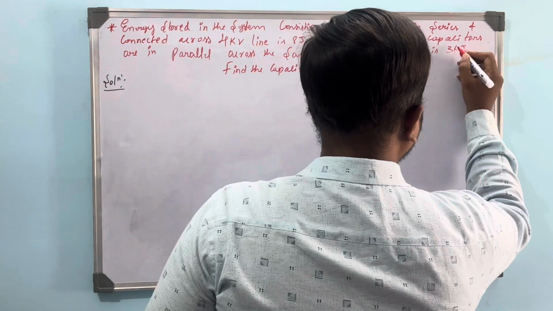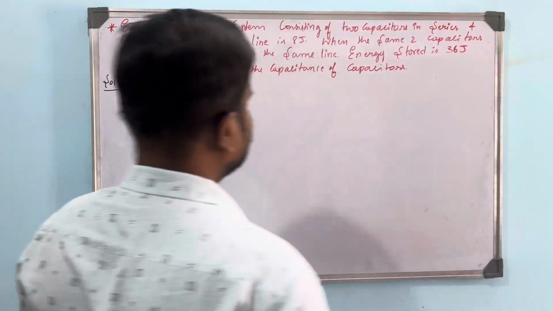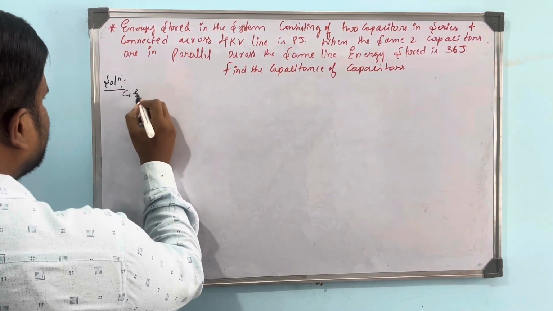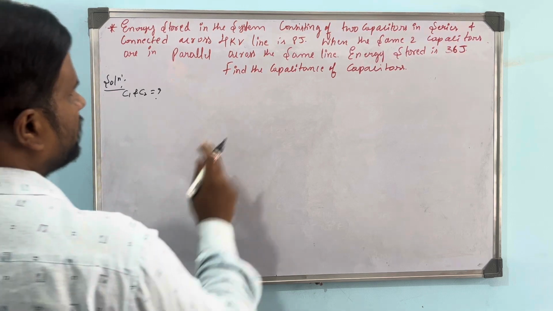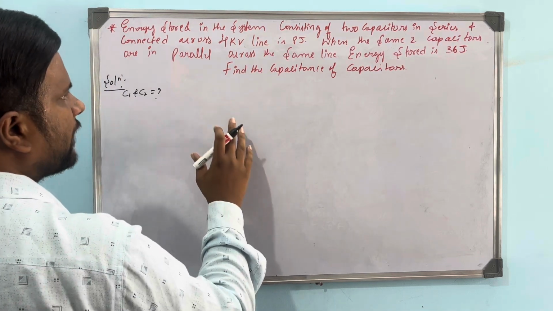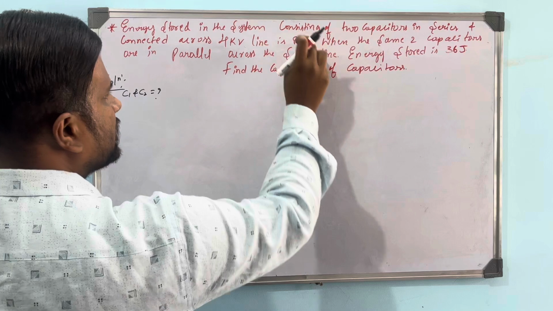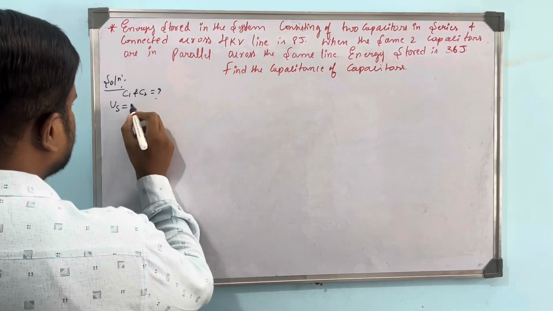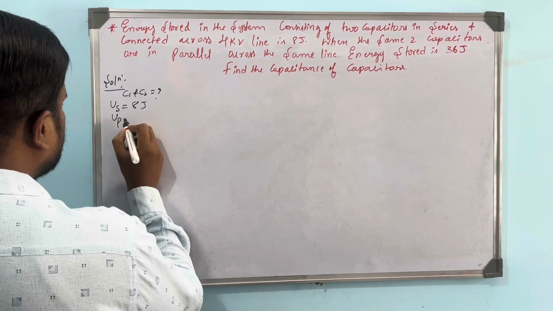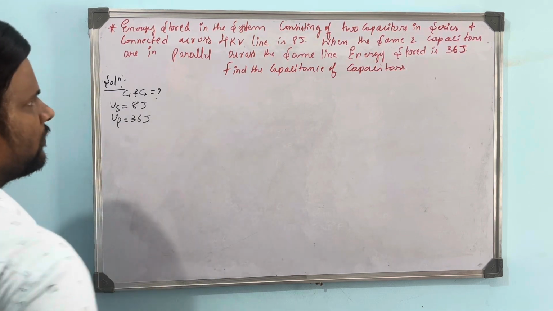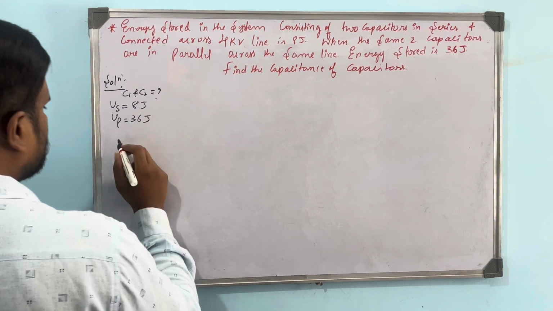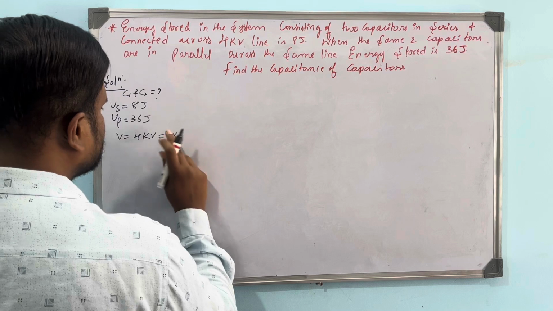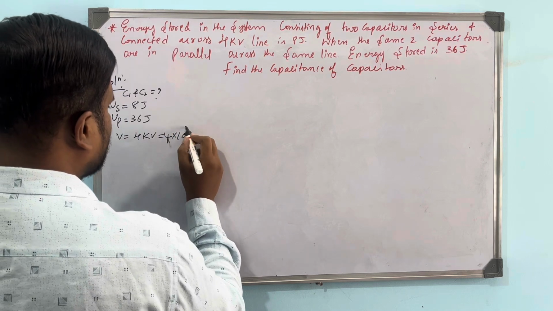Okay, so this is 36 joule. Find the capacitance of the capacitors. Capacitance of the capacitors means I need to calculate C1 and C2. Here they have given two energies stored: the first is energy stored in series, and the second is energy stored in parallel. So energy stored in series, US, is 8 joule, and energy stored in parallel, UP, is 36 joule. The voltage they have given is 4 kilovolt, that is 4 into 10 to the power of 3 volt.